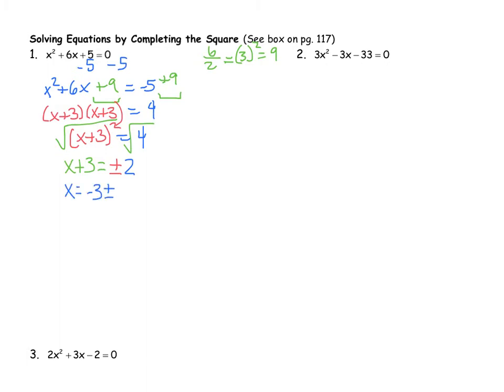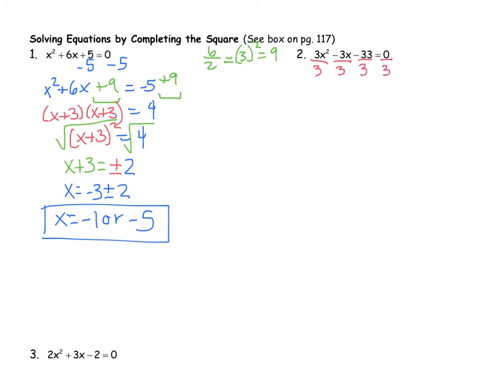Then we'll just subtract the 3 over. Negative 3 plus 2 is negative 1. Negative 3 minus 2 is negative 5. So our two answers here are negative 1 and negative 5. Now there's a few catches when you're doing completing the square. The first one is we can only have one x squared.